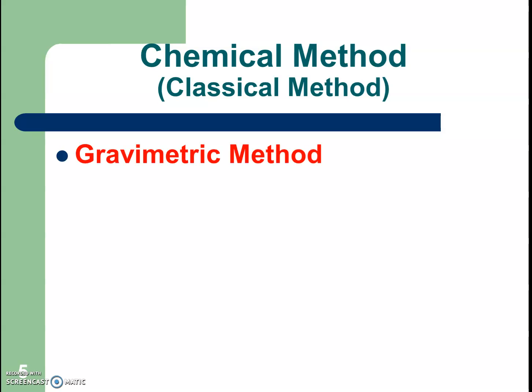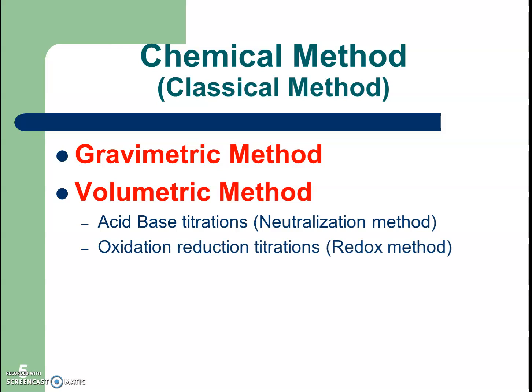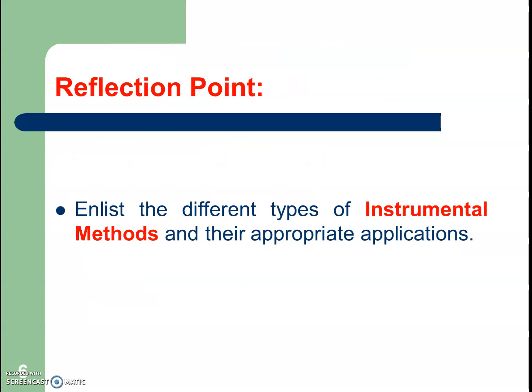So we will talk first about the chemical methods. These are the classical and conventional methods. Here there are two important methods which we use. The first is the gravimetric method and the second is the volumetric method. In the gravimetric method, we analyze the compound by the variation of weight, and the second one is the volumetric method, where we carry out acid-base titration, that is what we call the neutralization method, oxidation reduction titration, that is the redox method, precipitation titration, and the last one is complexometric titration.